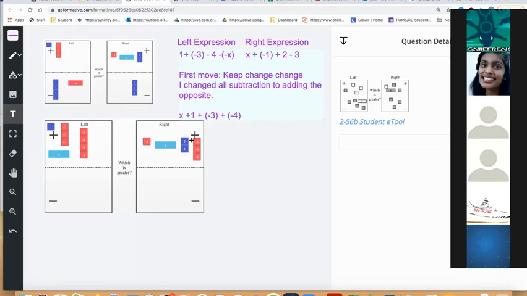And then on the right, what's my expression on the right? Well, I have x, right? I have plus 2. I have plus -1. And I have plus -3. So that's my expression on the right. Those are separate expressions.